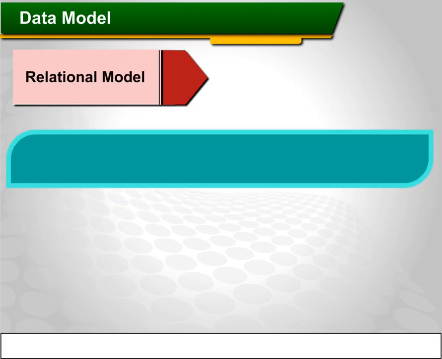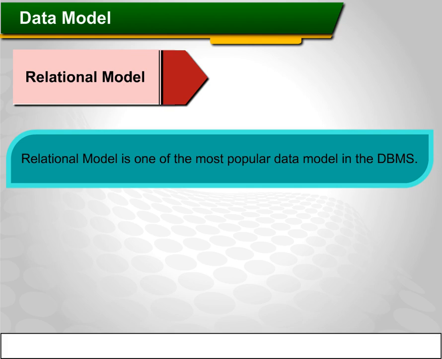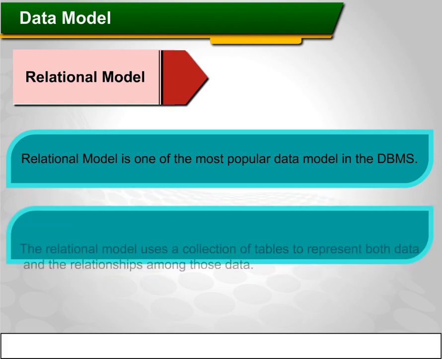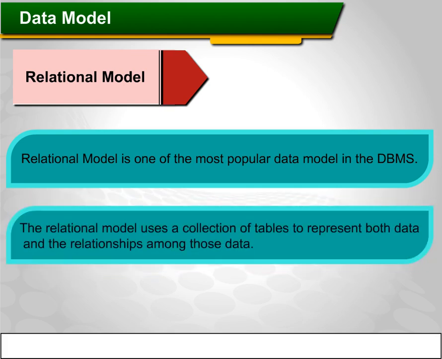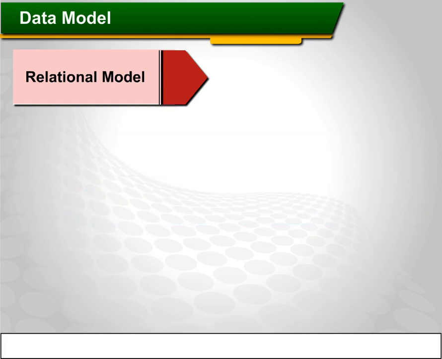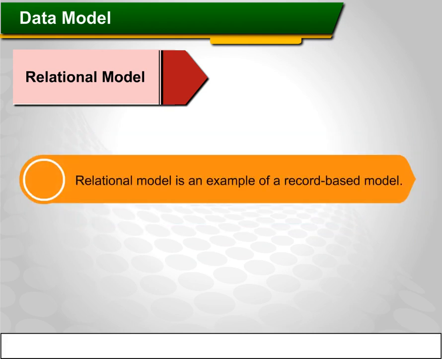Relational model. Relational model is one of the most popular data model in the DBMS. The relational model uses a collection of tables to represent both data and the relationship among those data. Relational model is an example of a record-based model.